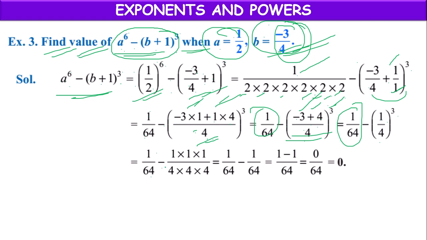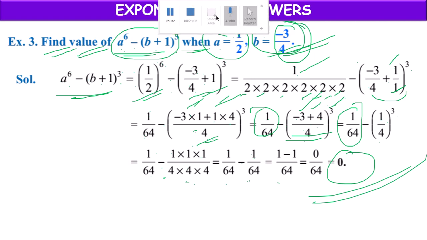So 1 by 64 minus 1 by 4 into 1 by 4 into 1 by 4, which is equal to 1 by 64. So 1 by 64 minus 1 by 64 both get cancelled. Answer will be 0. In this way we can solve the problem, children.